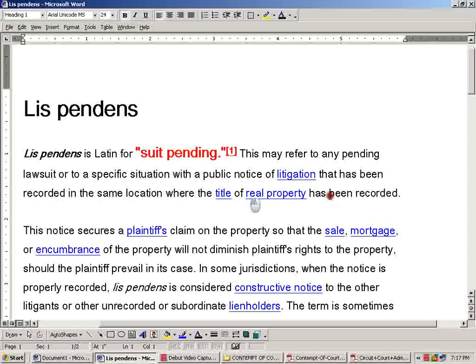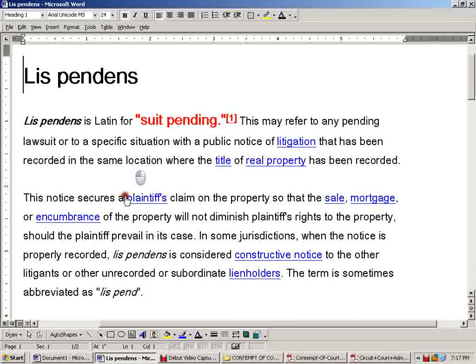Well, what has been recorded there? The notice or the lawsuit? I say it's the lawsuit that has been recorded where the title of real property is located. It's in the title office, right? It's not in the register of deeds, as we'll see in a second. Or it's in the office of the recorder, wherever the titles are kept, right?